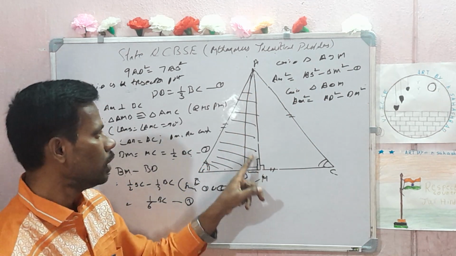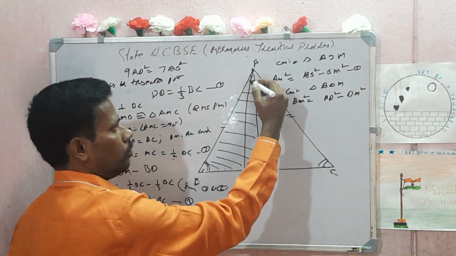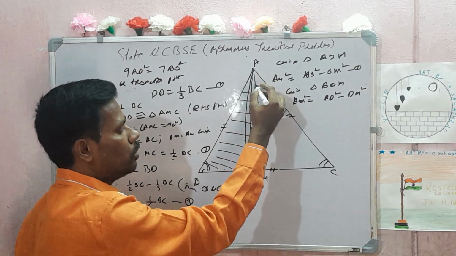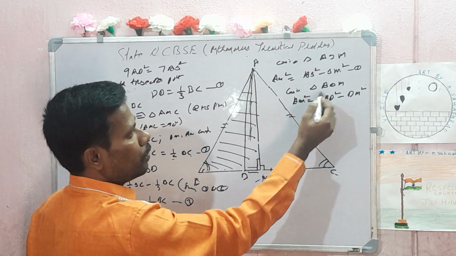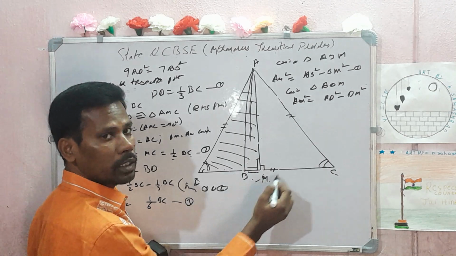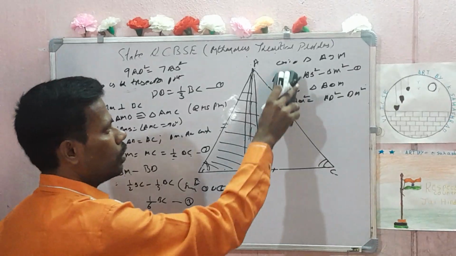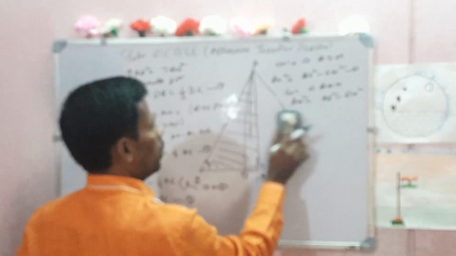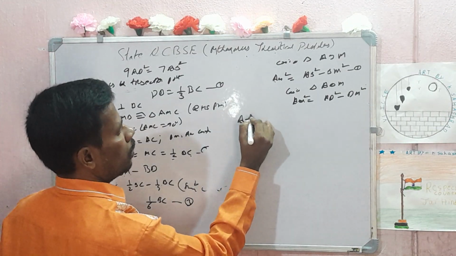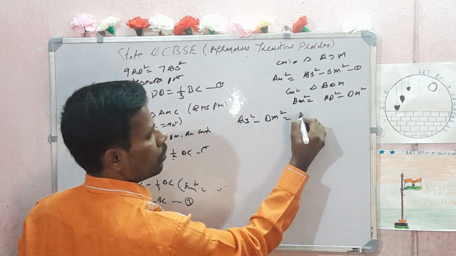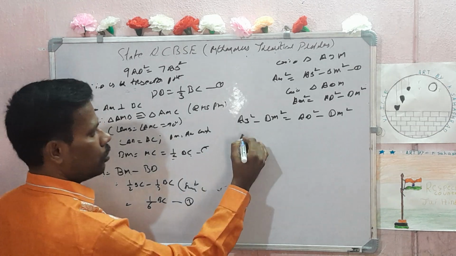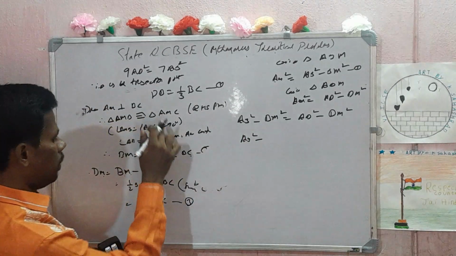Now in this triangle, this is the hypotenuse. To get AM square, hypotenuse square minus DM square. So AM square is the same in both, so you can equate. AB square minus BM square is equal to AD square minus DM square. Here, the BM length we already calculated.